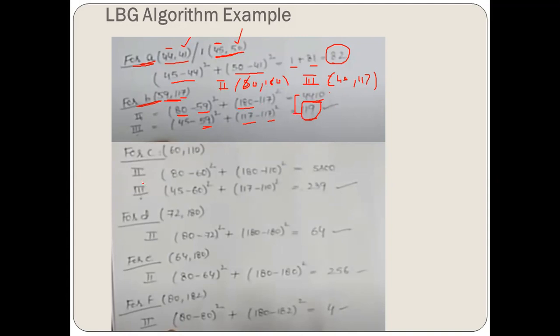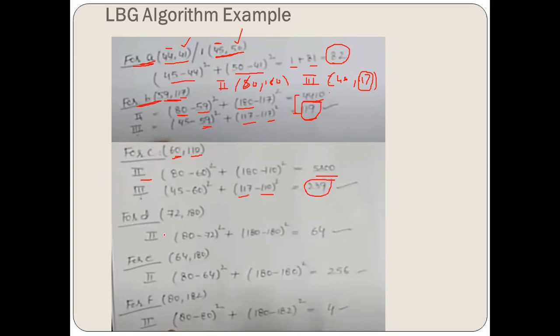So for C, again, we are going to find out for the second one, 80 minus 60 whole square plus 180 minus 110 whole square. The value comes 5800. For third region, we have 45 minus 60, because for C the value is 60, whole square plus 117 minus 110. This is 110, and this was for the third region, 117. Right? The value comes 239. So which one is closer? 239 is closer. So this is the appropriate one. This is the closest match.